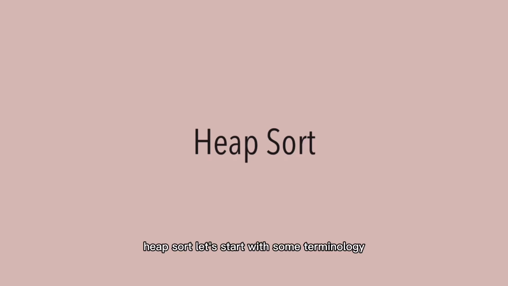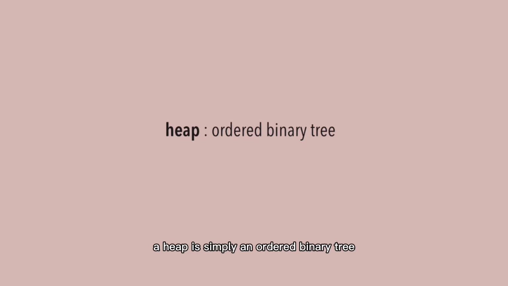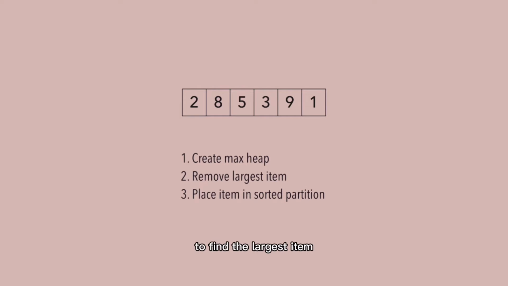Heap sort. Let's start with some terminology. A heap is simply an ordered binary tree. To get started, we have the following array that we're tasked to sort. In a nutshell, we'll continuously create max heaps to find the largest item. We'll then remove that item from the heap and into a sorted partition.